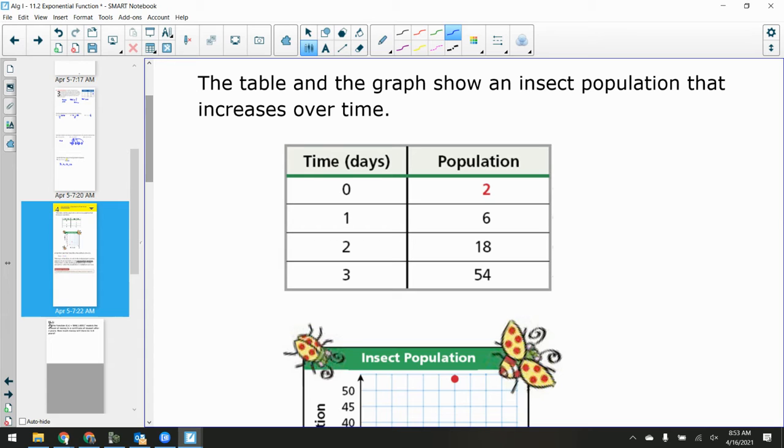Look at the y values. Are the y values evenly spaced like a linear function would be? No, the y values are not evenly spaced. But what you can see within the y values is a geometric sequence. What am I continually multiplying by? 3. This is times 3, times 3, times 3. And if you have a continual multiplication, that is an exponential function. Just like arithmetic sequences were linear, geometric sequences are exponential functions, okay?